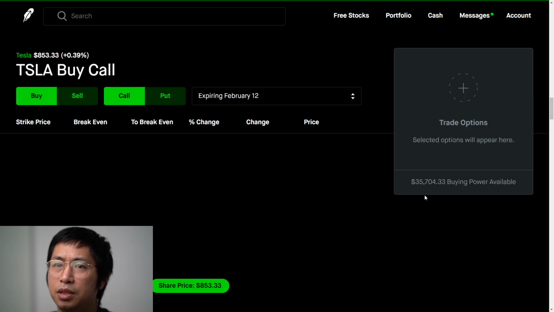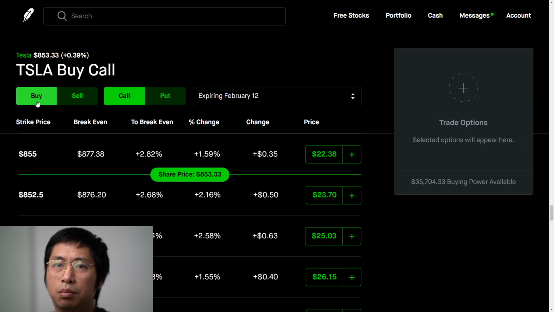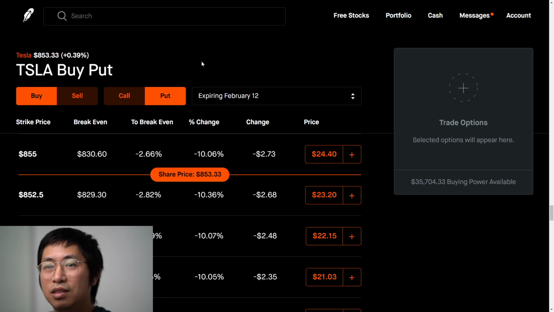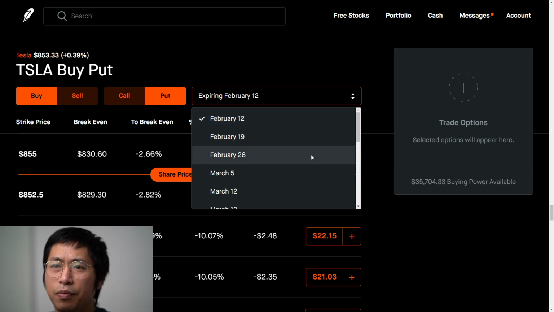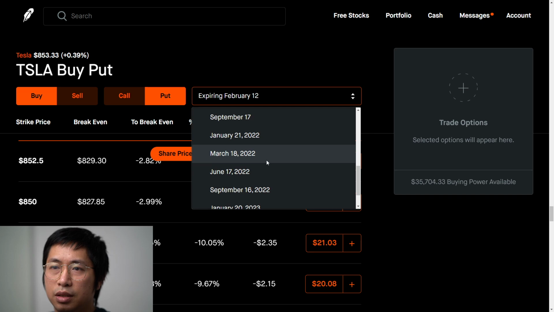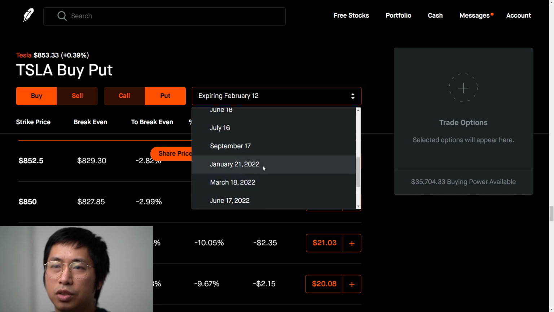So go to Tesla options. What you can do is buy a put to bet that Tesla will go down in price. Now this can amplify your gains if Tesla actually does go down in price. So buy, put, again, we pick an expiration date. We can go with, let's see, January 21st, 2022.